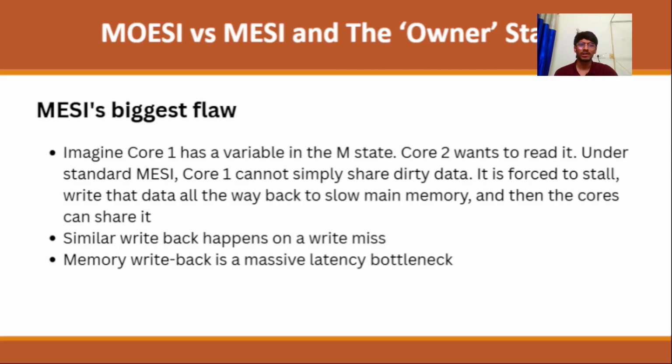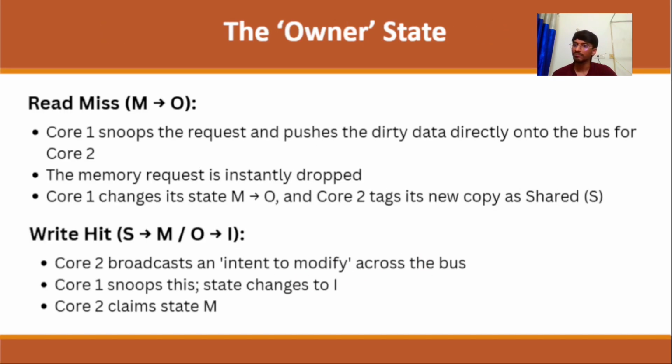Let us move to the biggest flaw of MESI. Imagine core 1 has a variable in M state and core 2 wants to read it. Under standard MESI, core 1 cannot simply share the data. It has to force a stall and write the data all the way to the main memory, and only then can the core share it. A similar write back happens on a write miss. Memory write back is a massive latency bottleneck. This is fixed by the owner state.